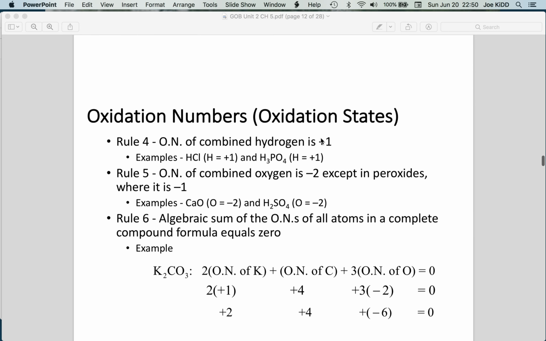For the purposes of our class, when we have a hydrogen bound to anything other than another hydrogen, like in H2, it will always be +1. Just write it down somewhere. Hydrogens combined, +1. In the same kind of breath, 95% of the time, whenever we have an oxygen, it will be a -2, unless it's a peroxide. Then it'll be a -1. And lastly, the sum of all the oxidation numbers in a compound must equal 0.